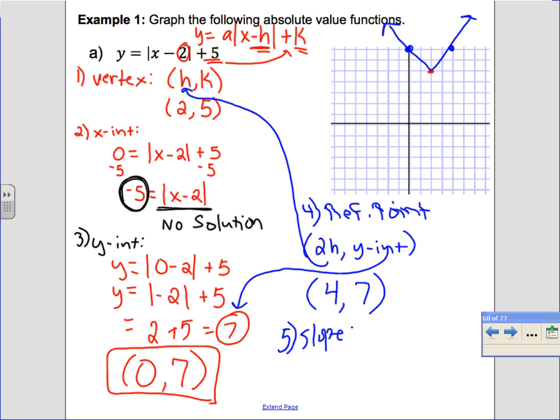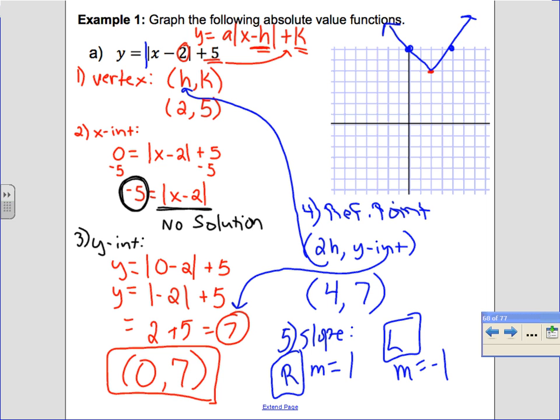Let's make sure that this is true with what our slope is. Remember, the slope is the a value. On the right-hand side, it's whatever a is, so I'm going to put an r. m is 1 because there's a +1 here on the right-hand side. The left-hand side slope is always the opposite of a. So m is going to be -1.